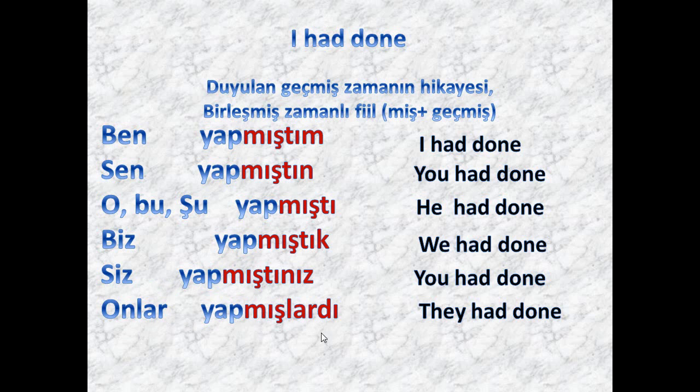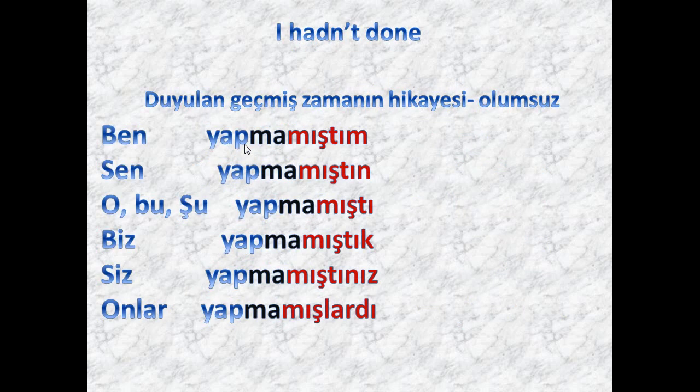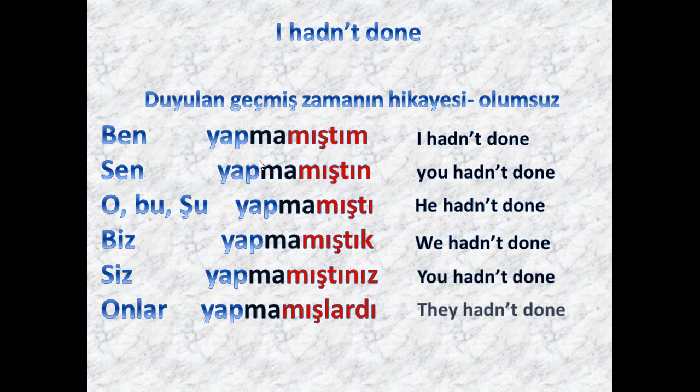To make it negative, we're going to put ma, I suppose. Yeah. Let's see. I hadn't done. Yes, we have the suffix ma here. Ben yapmamıştım. I hadn't done. Sen yapmamıştın. You hadn't done. O yapmamıştı. He hadn't done. Biz yapmamıştık. We hadn't done. Siz yapmamıştınız. You hadn't done. Onlar yapmamışlardı. They hadn't done. Okay. So, yes, we did it.